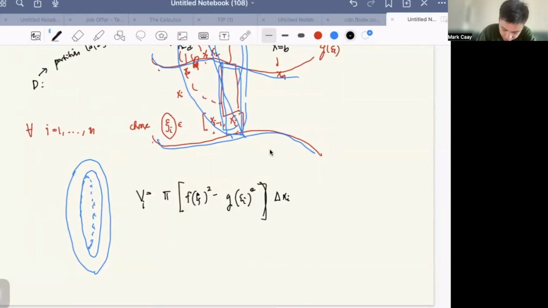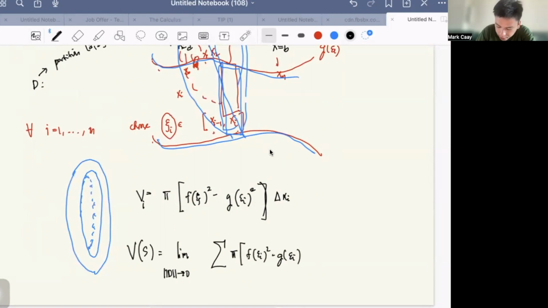In other words, the volume of the solid generated is the limit as the norm of the partition approaches 0 of the sum of pi times f of psi sub i squared minus g of psi sub i squared, times delta x sub i, from i equals 1 to n.